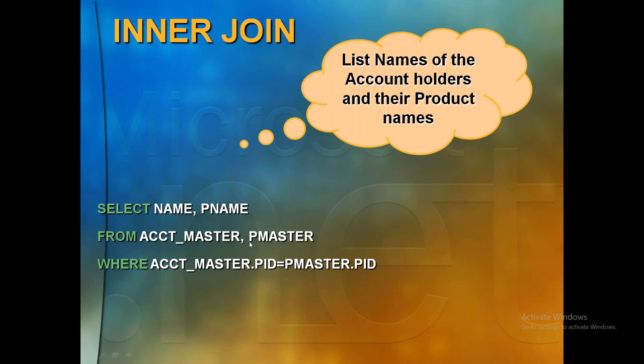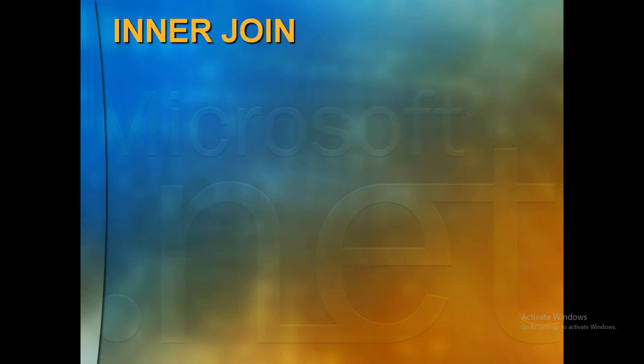So I have used an old syntax, 1970s syntax: comma, then where account master dot product ID is equivalent to P master dot product ID. Am I clear? So this is the query.